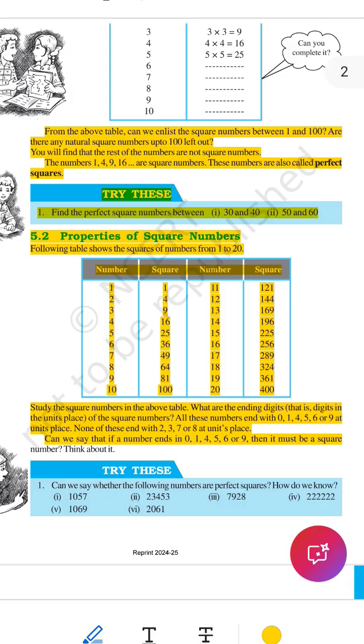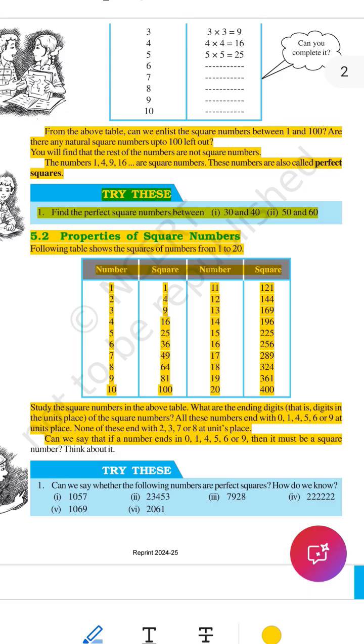Example, 2 times 2 equals 4. 4 is a square number. 3 times 3 equals 9. 9 is a square number. 2. List of square numbers from 1 to 100. Let's start with small numbers. We multiply each number by itself. 1 times 1 equals 1. 2 times 2 equals 4. 3 times 3 equals 9. 4 times 4 equals 16.